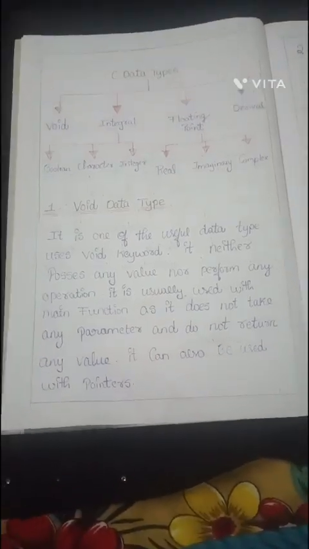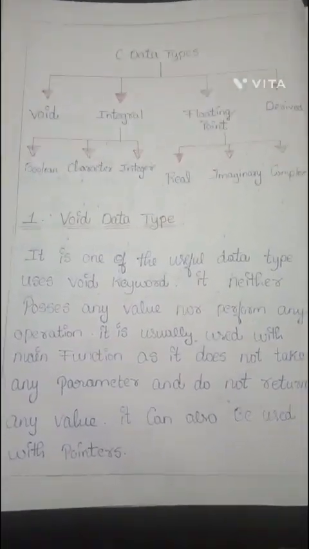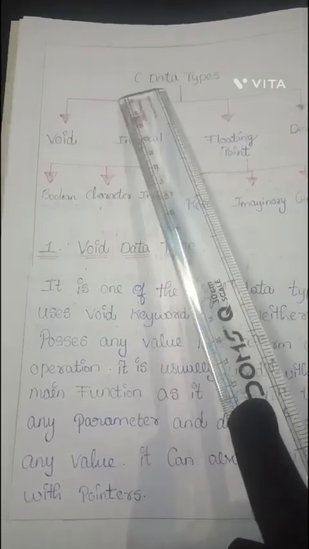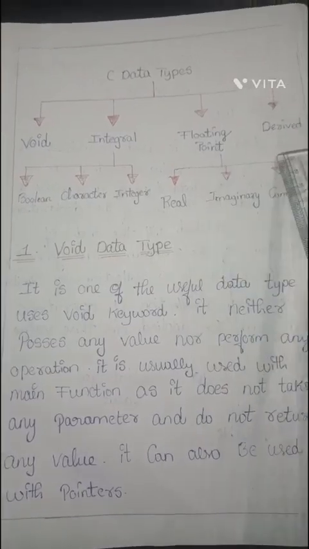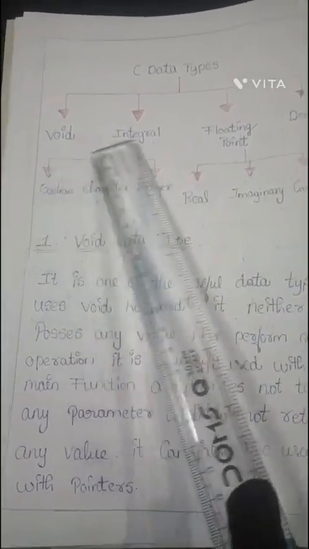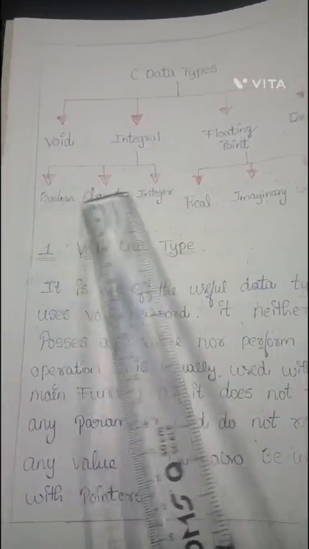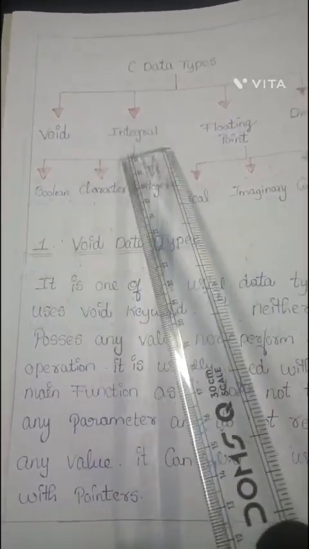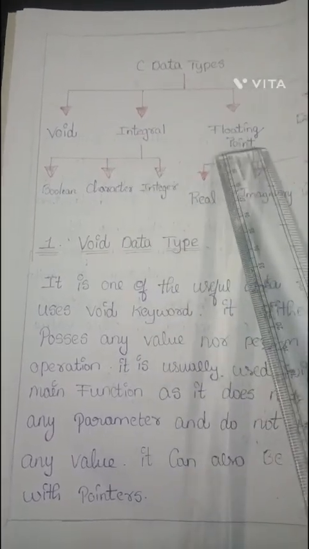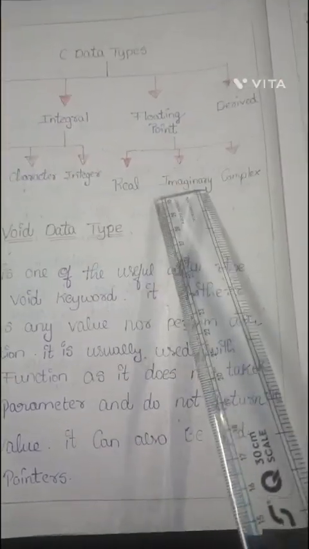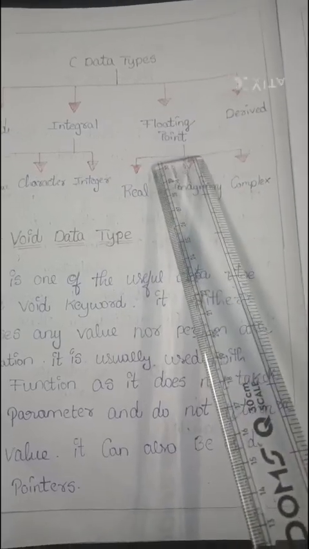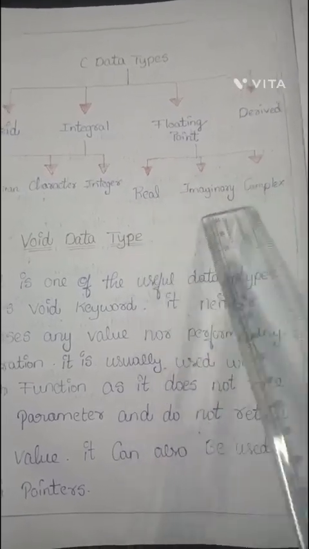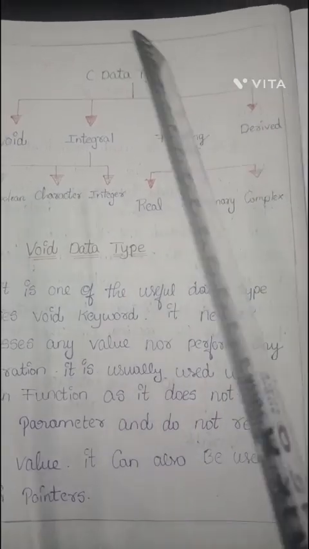So let's see the different types of data types in C. C data types are: void, integral, floating point, and derived. In integral there are three types of data types: boolean, character, integer. These come under integral. Floating point data types can be real, imaginary, complex. And the fourth one is derived.